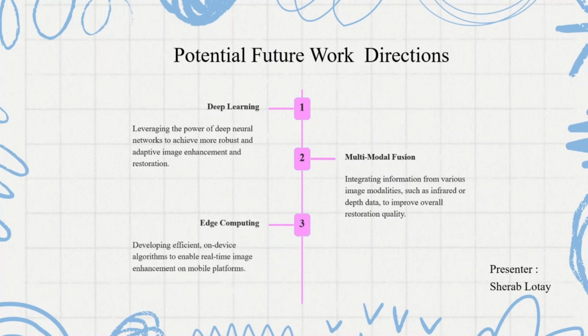Finally, let's discuss edge computing. Developing efficient algorithms for mobile devices enables real-time image enhancement. Future research could focus on lightweight, powerful models for edge devices, allowing instant, high-quality enhancement.